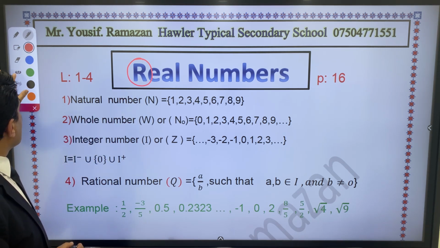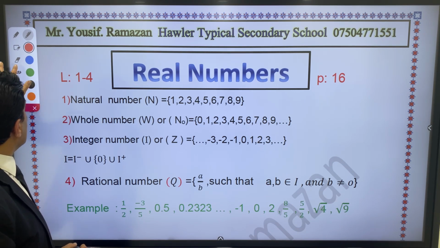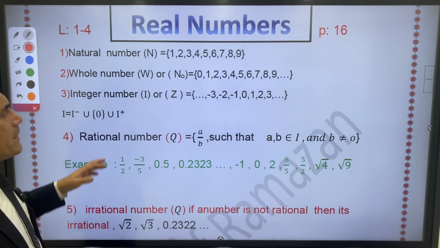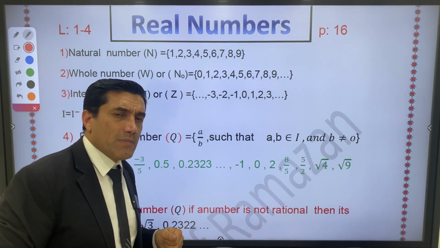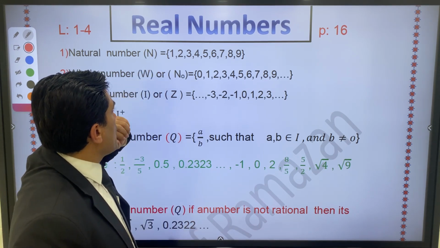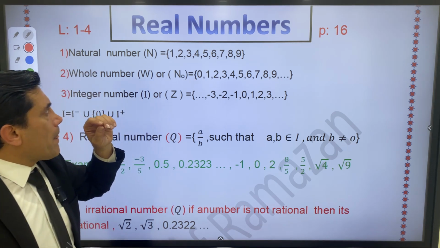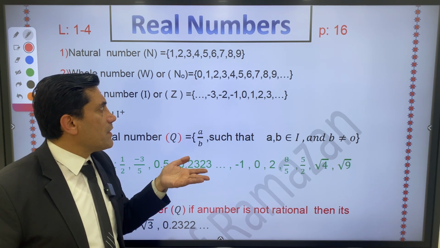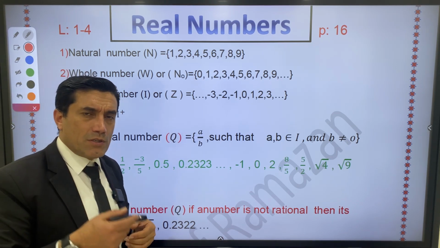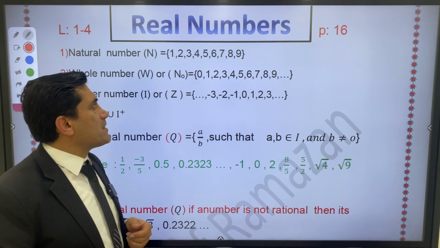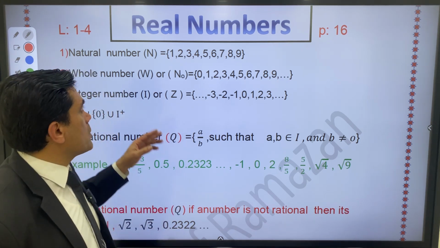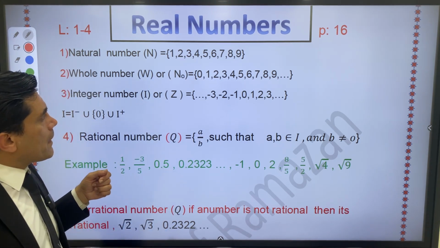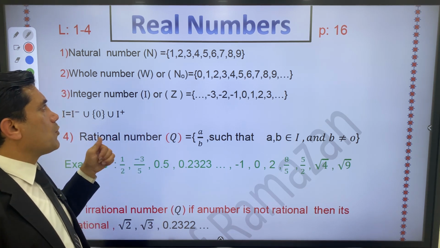Now the first set is natural numbers. What does natural number mean? First of all, the symbol of natural numbers is capital N. Natural numbers are 1, 2, 3, 4, 5, 6, 7, 8, 9. Some teachers or books start from 0, but I say just 1, 2, 3. This is my idea.